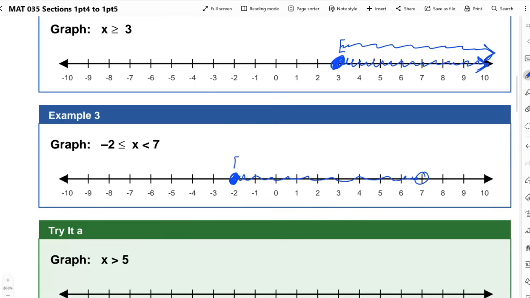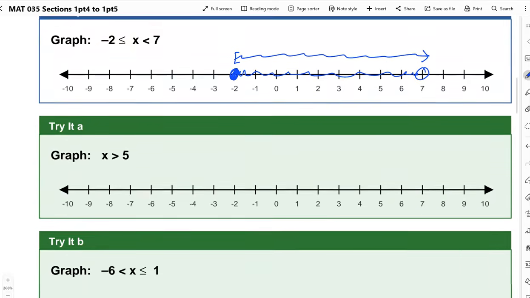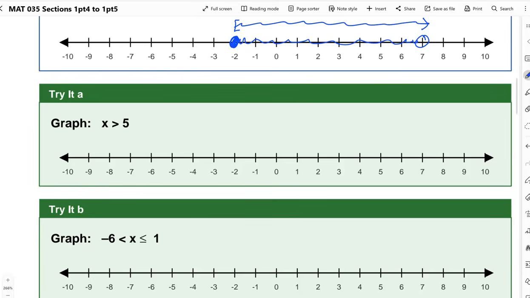Okay, some textbooks would use a bracket on the -2 and a parentheses on the 7, and then shade in between. This is where you may want to pause the video, try the next two, come back and check the answer. So we're looking at x is greater than 5. We're going to use open circle, and we're going to shade it to the right.